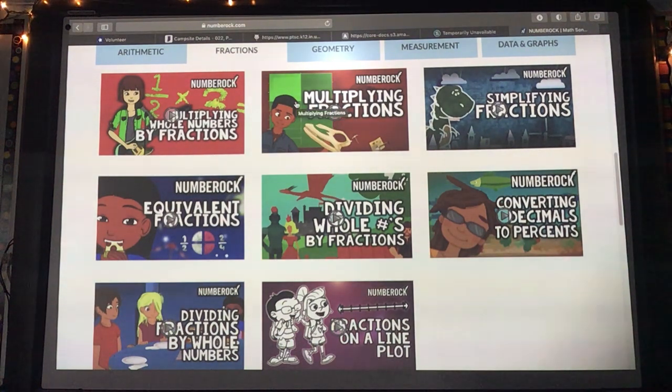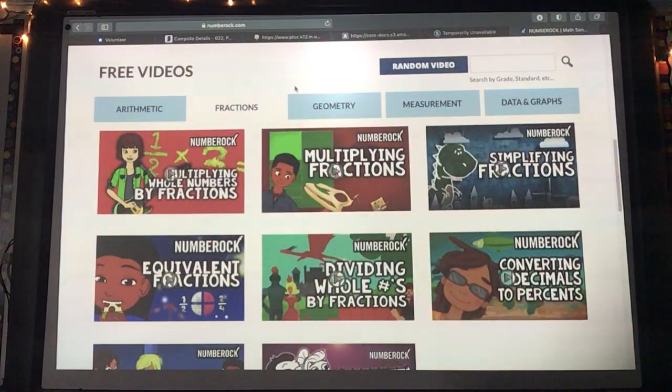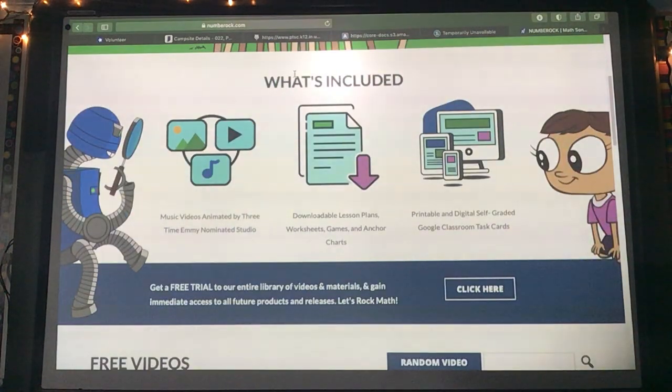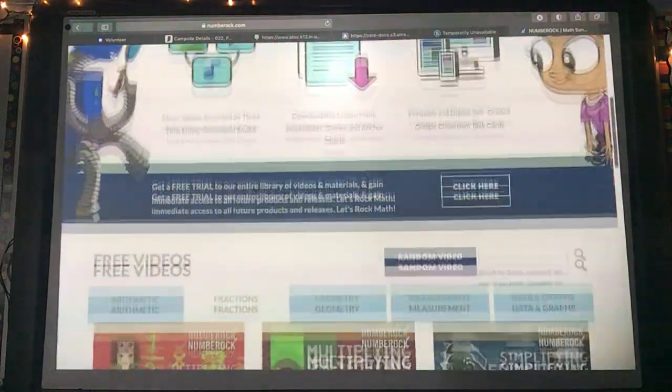You remember, if you have to multiply a fraction by a whole number, what can you put that whole number over? Put a whole number over 1. Very nice. Then you can multiply.